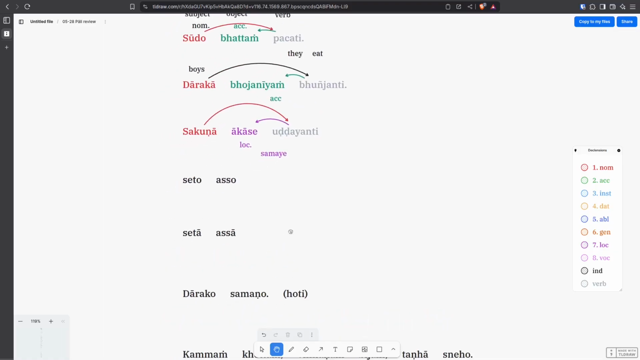If you have adjectives, you have to qualify a noun. So here, assa is a horse.